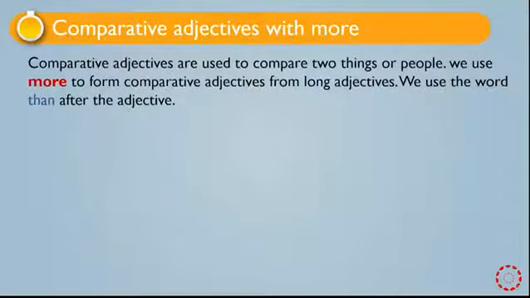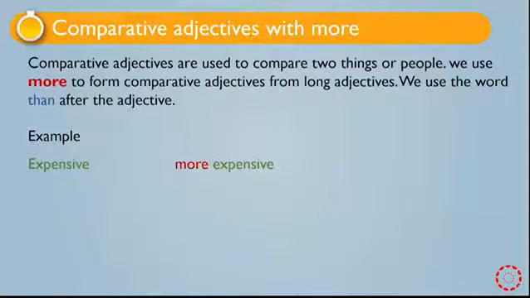Comparative adjectives are used to compare two things or two people. We use more to form comparative adjectives from long adjectives. We use the word than after the adjectives. If the adjective is a long adjective, more than 2 syllables, we form the comparative adjective by adding more, not by adding ER. Look at the examples.